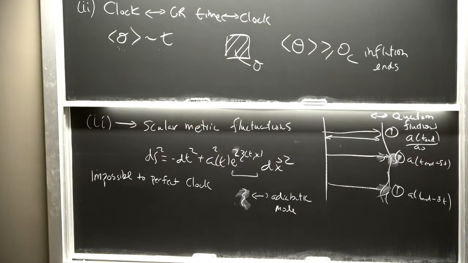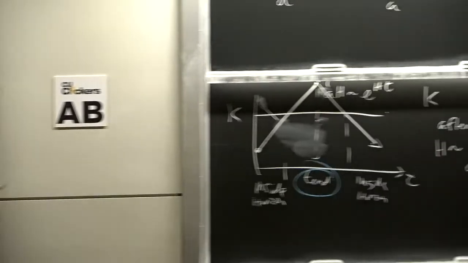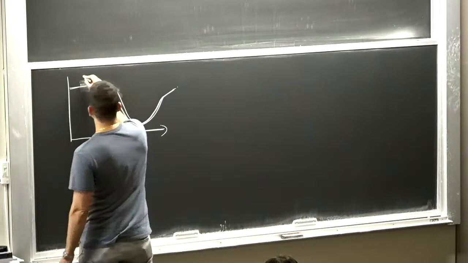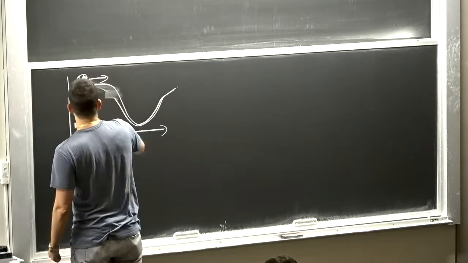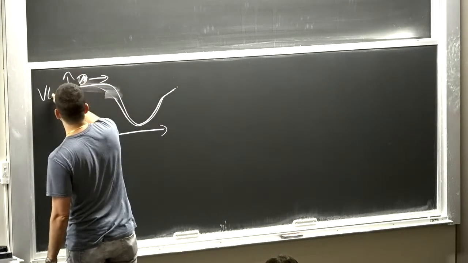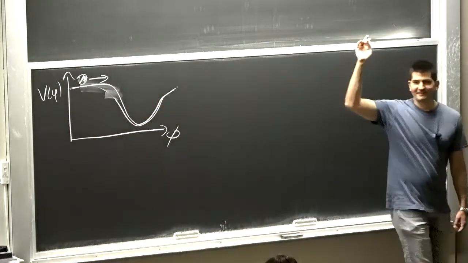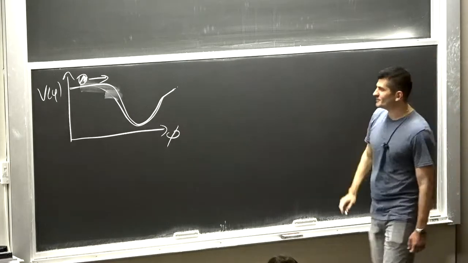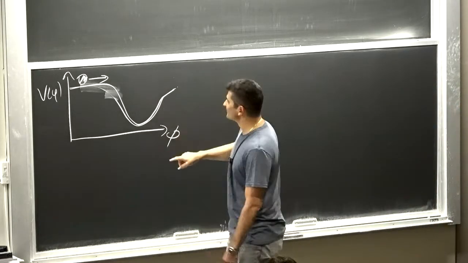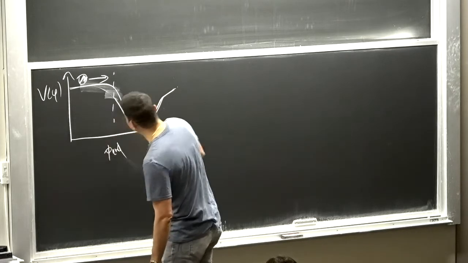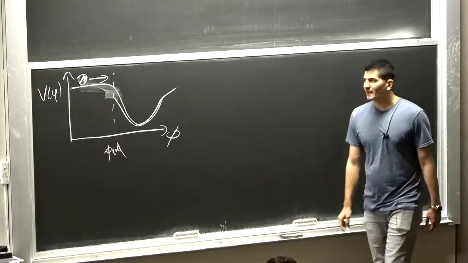Now, just to put this in a familiar picture, you've probably seen a picture that looks like this. Maybe I'll draw it a little bit steeper. And there's a ball, and it's rolling along a hill. This is V of phi, and this is phi. Who has never seen this picture? OK. That would be shocking if there was an answer to that. So everyone's seen this picture, and there's some idea that this is where inflation ends.